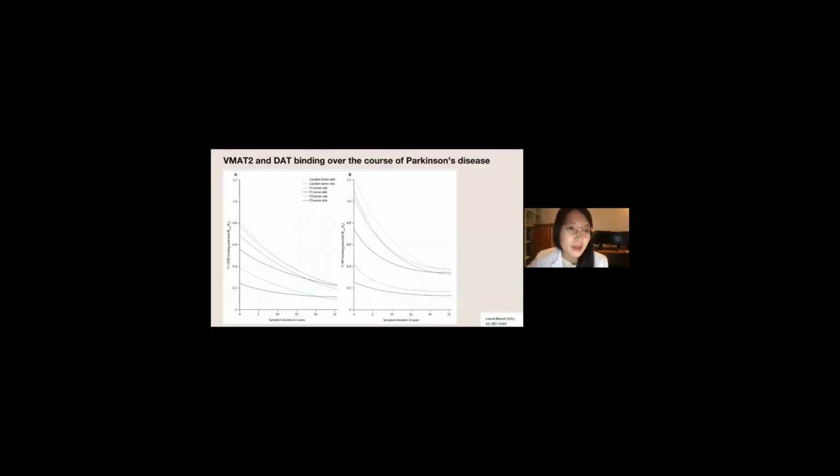This is VMAT2 and DAT binding over the course of Parkinson's disease. Loss of dopamine markers in Parkinson's disease follows an exponential decline. The decline is most rapid in the early stages and eventually approaches a plateau. There is differential involvement such that the posterior putamen is more affected than the anterior putamen, and this difference is maintained over the course of the illness.